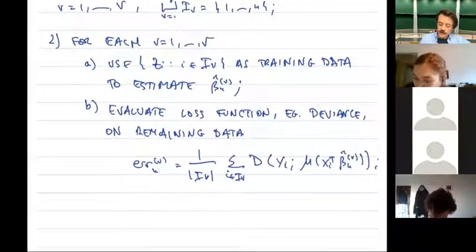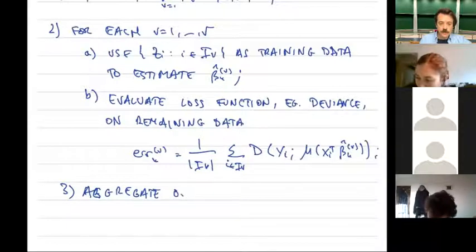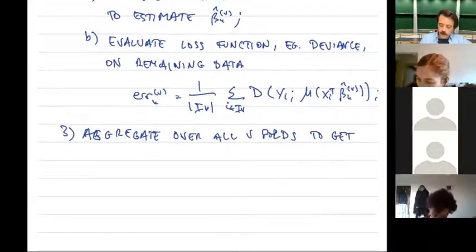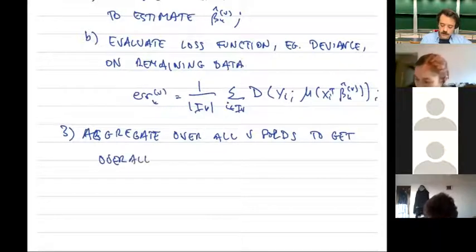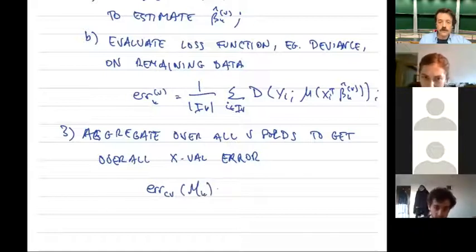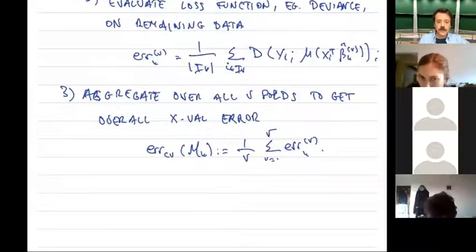And then lastly, aggregate over all V folds to get the overall cross-validation error. So we have the cross-validation error of the kth model, which is the average of these terms that we had above, for v from 1 to capital V.